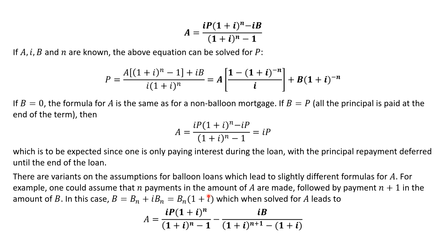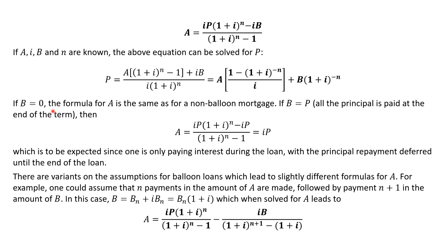I carried over the formula from the end of the last slide, and now I want to solve for P, given that we know A, I, B, and N, so we're kind of working in reverse here. And what you do is you multiply the denominator times A, then you add IB to both sides, and you get this here, and then you divide both sides by I times 1 plus I to the N, and you get this formula for P. And if you like, you can divide the denominator into each one of these terms, and you get this expression here.